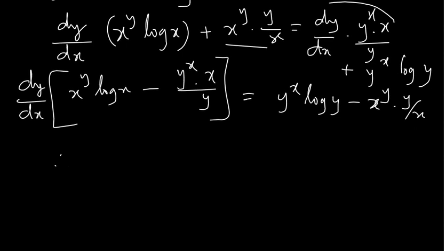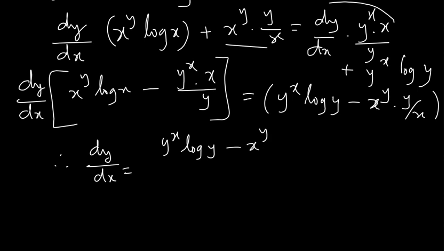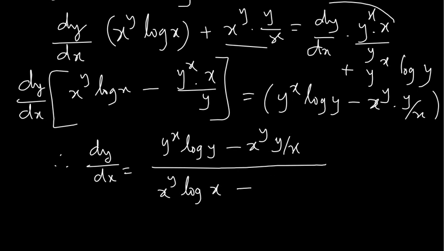Therefore, dy by dx equal to this entire thing divided by this. So, y to the power of x log y minus x to the power of y, y by x, divided by x to the power of y log x minus y to the power of x into x divided by y. This is the final answer. Okay.